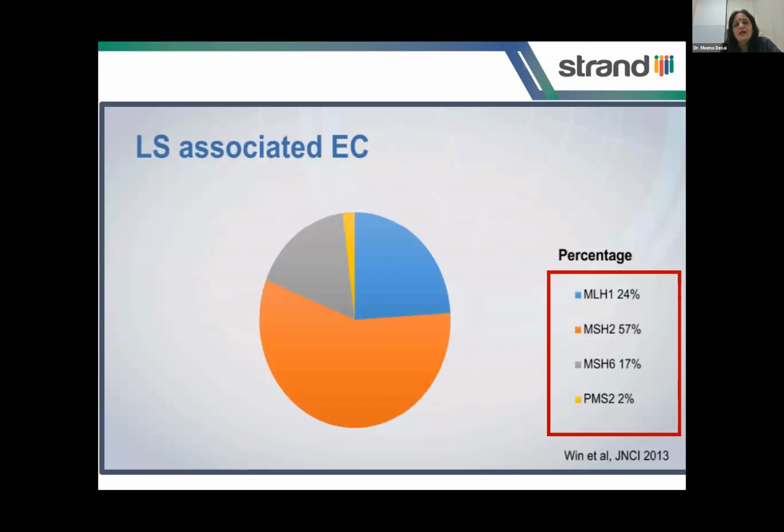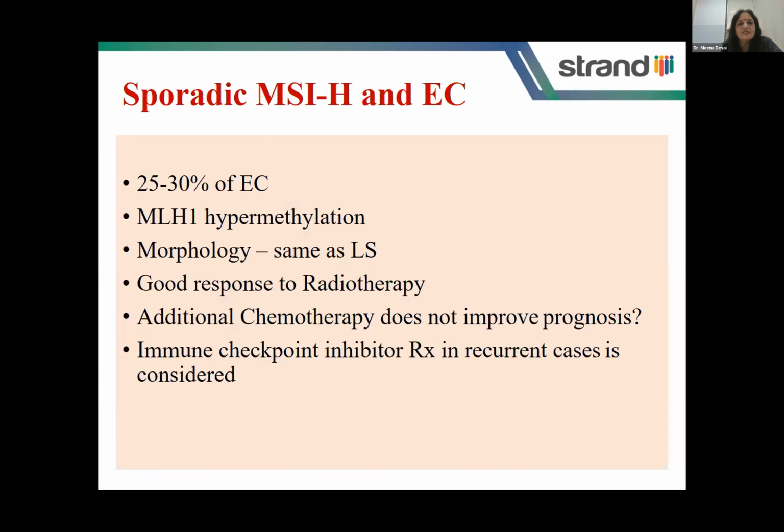Now, what do we see in, let's say, Lynch syndrome associated endometrial cancer? There is a preponderance of MSH2 defect, which is 57%, followed by MLH1, and then comes the MSH6, and the PMS2 is a small percentage.